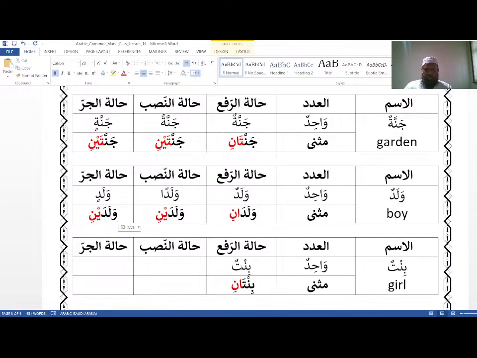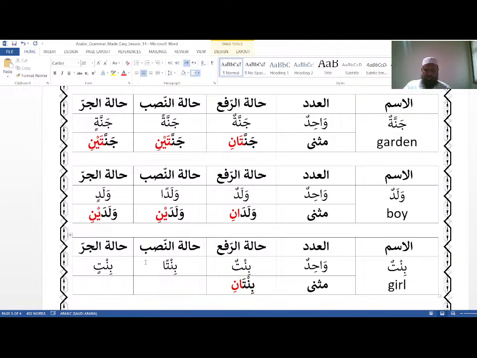Next one, bintun. Because it's a wahid ism, it will show its i'rab with haraka. Fathatain is there, we need alif. Bintan, and in halatul jar with the kasra, bintin.